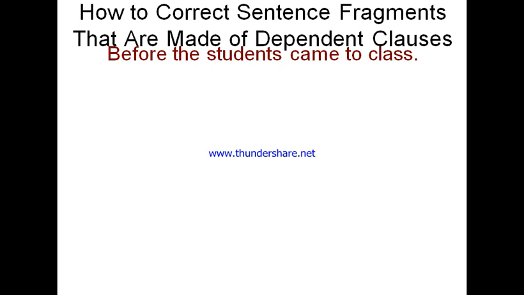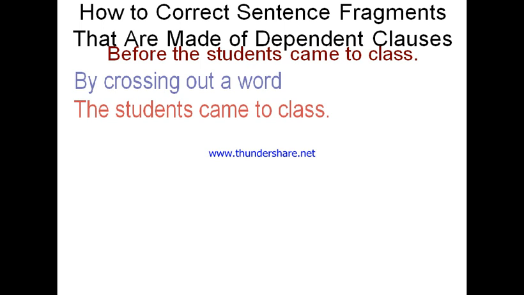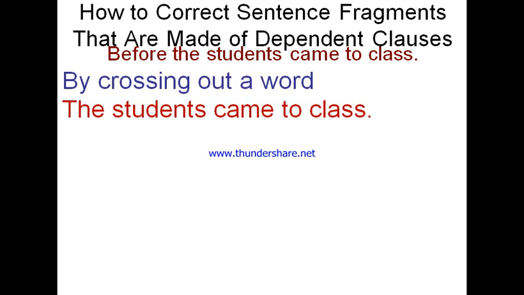For example, we have another group of words that are considered a sentence, but still they can't make it. Before the students came to class. So, how can we correct this? There are two ways actually. We can cross out a word, like before, then the students came to class. Now it is a complete sentence.